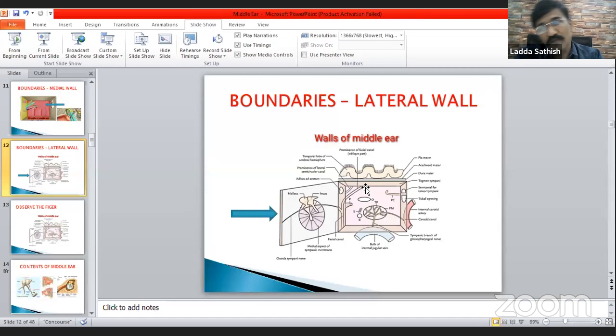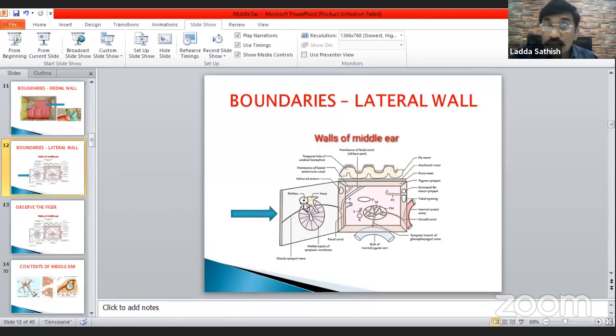Even after passing through the canal, no satisfaction. Again, that nerve needs to turn. And again the nerve is going down, reaching the posterior wall, then passing along the posterior wall, and lastly leaving the skull at the stylomastoid foramen.